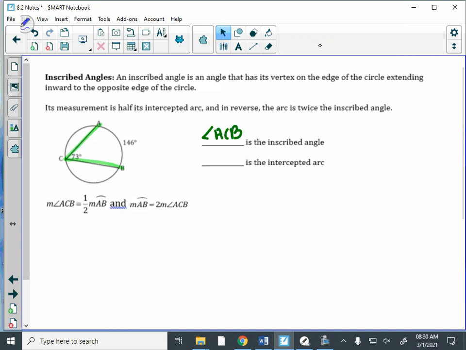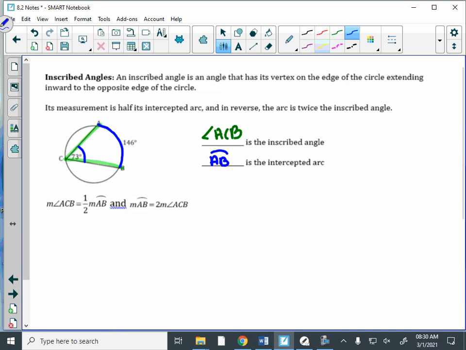The intersected arc, again, is what's connecting the mouth of the angle, A to B. So that is the intersected arc. And it's important to note, with inscribed angles, they are not the same. The arc and the angle are not the same. If I make a representation of the measure of the angle there, that little blue arc is not the same as the big blue arc. They're not the same measure.